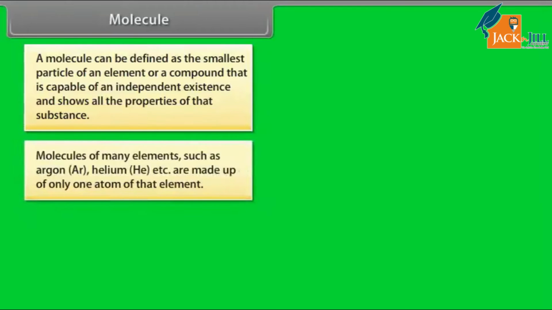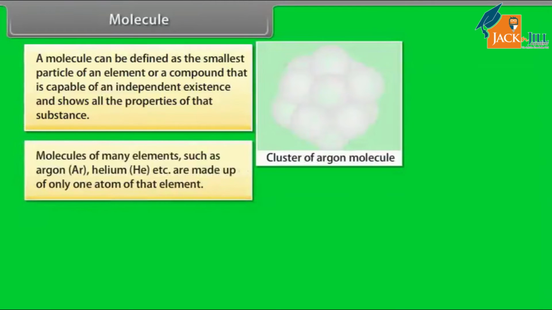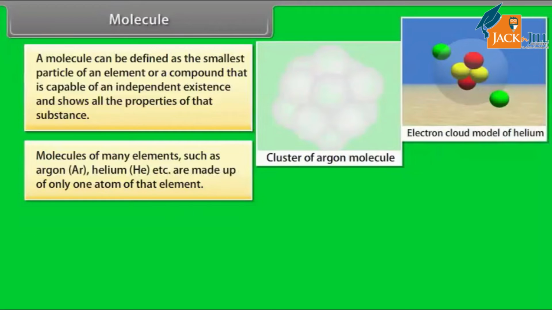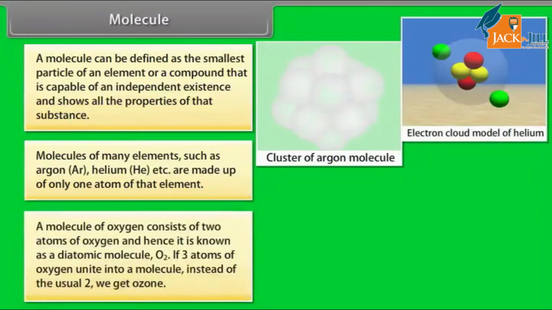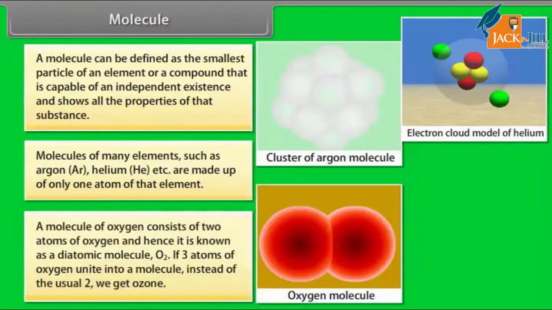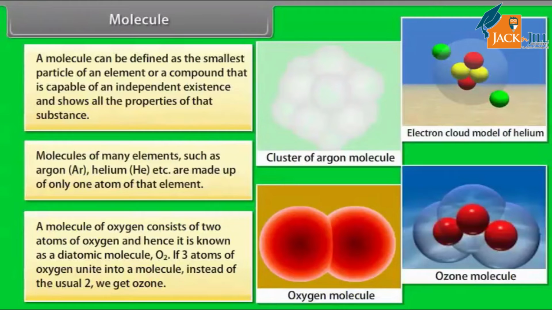Molecules of many elements such as argon, Ar, helium, etc. are made up of only one atom of that element. A molecule of oxygen consists of two atoms of oxygen, and hence it is known as a diatomic molecule, O2. If three atoms of oxygen unite into a molecule instead of the usual two, we get ozone.